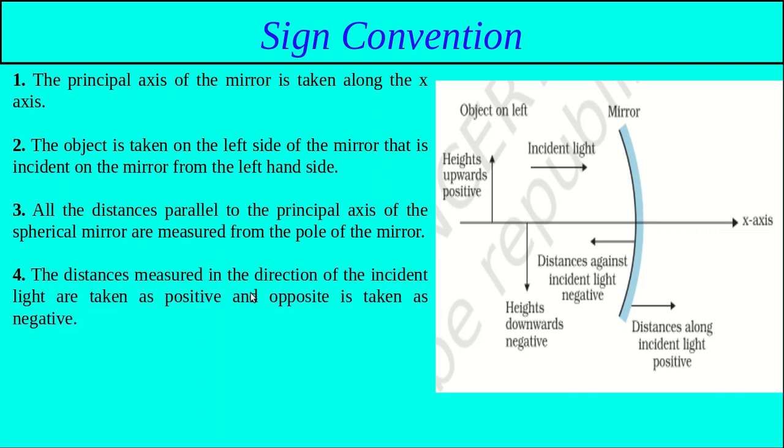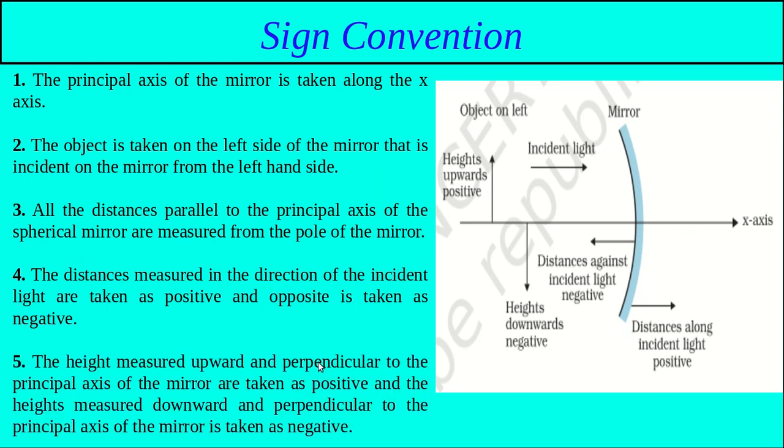The distances measured in the direction of the incident light are taken as positive and the opposite is taken as negative. So for example, here we have an object which is emitting light in this manner. So this is the direction of the incident light. All the distances in this direction will be positive and all the distances measured in this direction will be negative.